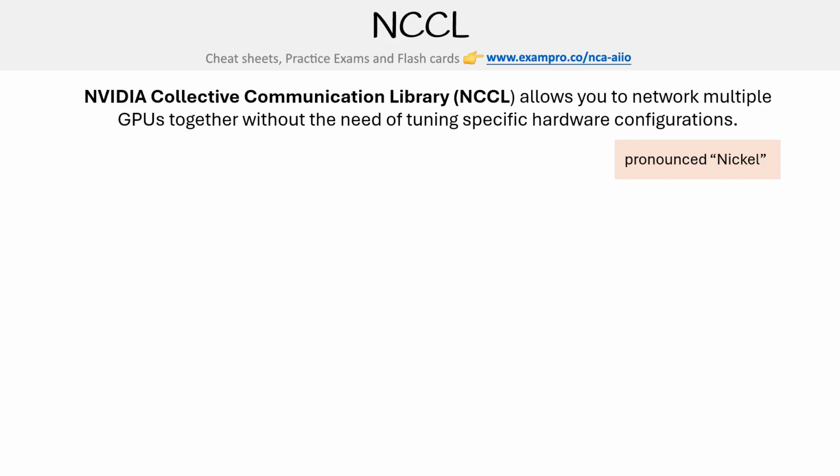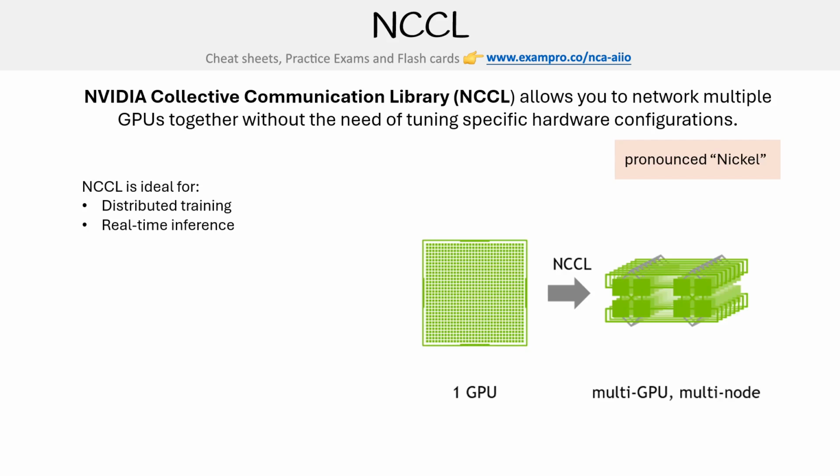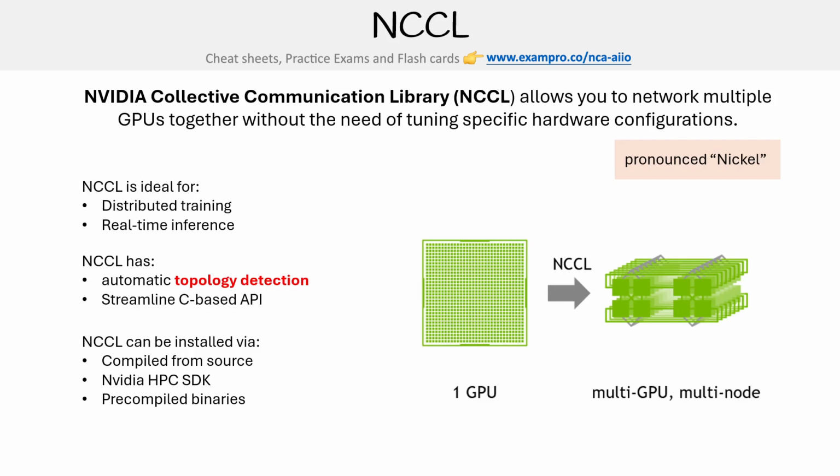I'd rather say NCCL. So NCCL allows you to network multiple GPUs together without the need of tuning specific hardware configurations. And so the idea is that it is great for distributed training or real-time inference. It has automatic topology detection. It has a streamlined C-based API, and it can be installed via compiled-from-source NVIDIA HPC SDKs and precompiled binaries. So again, NCCL allows you to network multiple GPUs together, right? That's the key thing. So if you're using NCCL, you are doing multi-GPU or multi-node, okay?